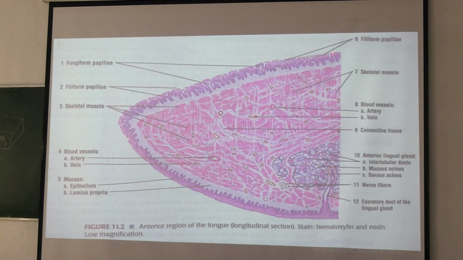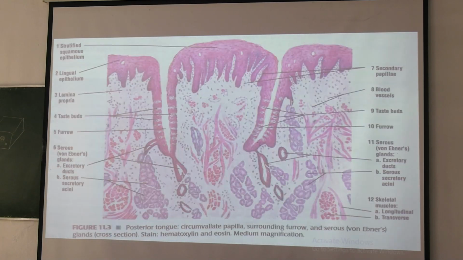Okay, so like this you will see under the microscope. These are the papilla on the dorsal surface of the tongue, lamina propria, muscles in different directions, sections of blood vessels, seromucous glands, okay. And this is the ventral surface of the tongue. This is high power view. High power view, the circumvallate papilla have been focused, and these are the taste buds, okay.